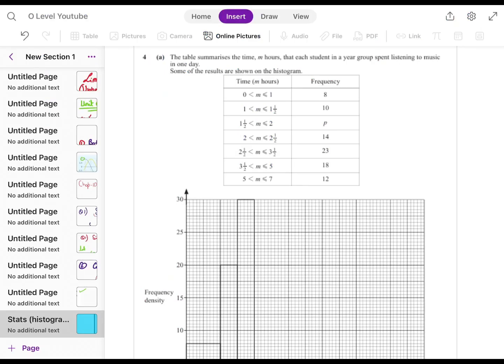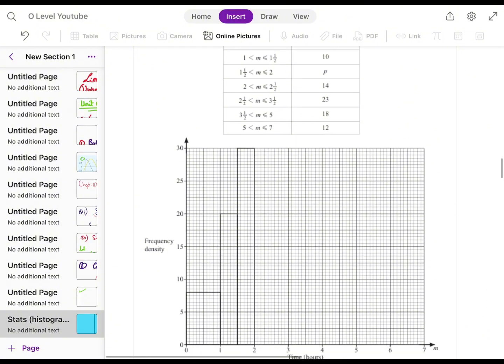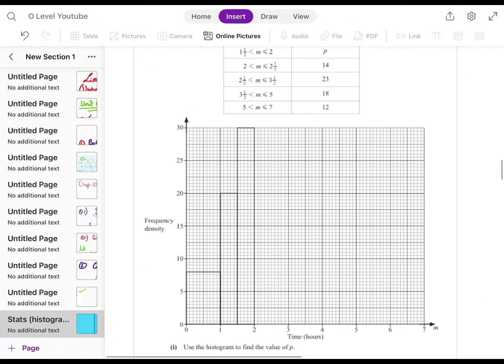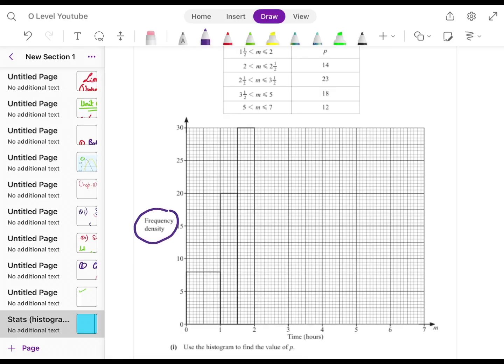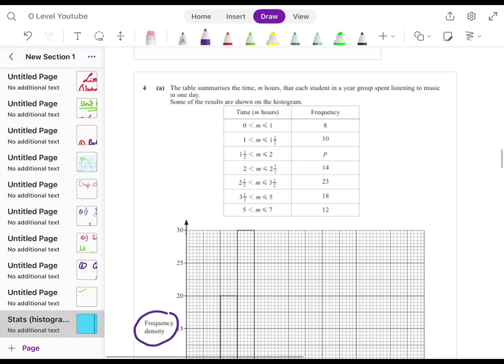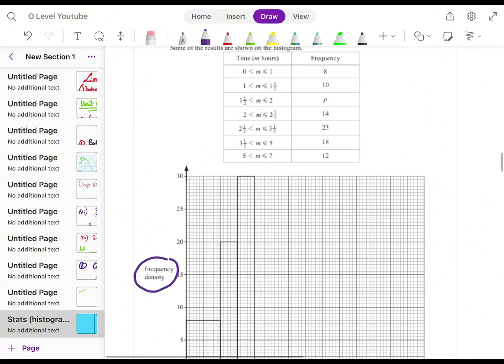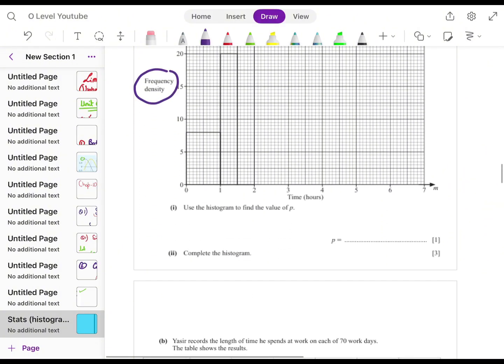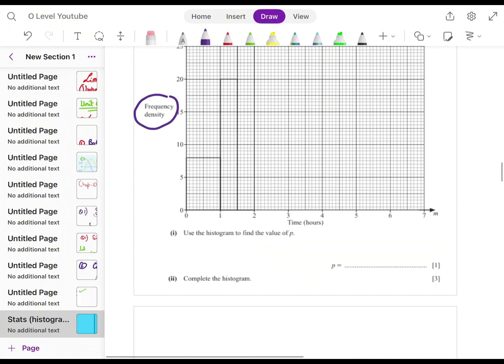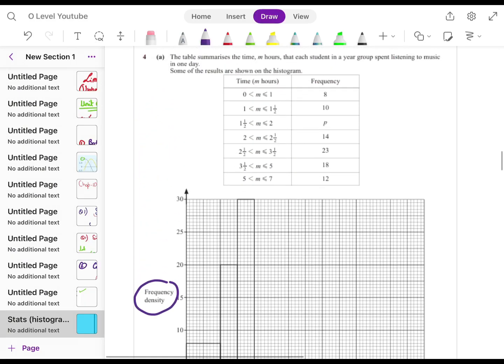Question number 1 is: the table summarizes the time in hours that each student in a year group spent listening to music in one day. Some of the results are shown on the histogram. So you can see that they have given the range table and there is a frequency, and they have plotted some histogram values, and this shows that this is frequency density. This means that the class widths in this table are not the same, they are different, that's why they have written frequency density. Now what we need to find out in this: use the histogram to find the value of p and complete the histogram. These are the two parts, a 4 marks question.